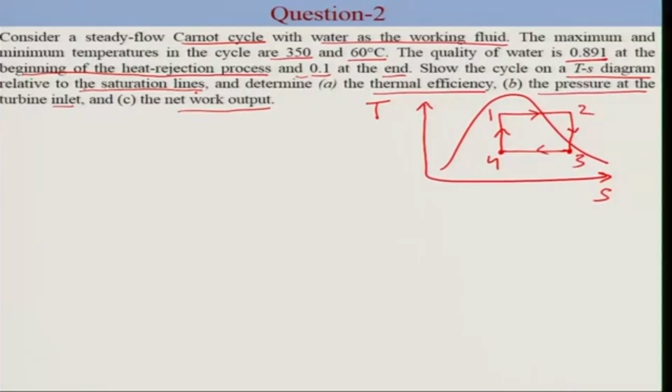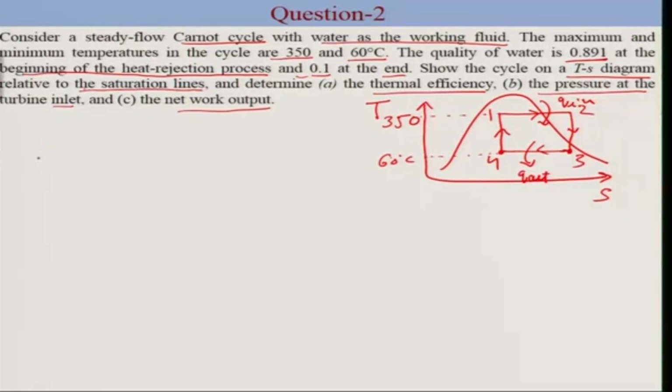Okay. It is also given that the minimum and maximum temperatures of the cycle are 350 and 60. So, the minimum temperature corresponds to this, which is 60 degree centigrade, and the maximum corresponds to this, which is 350, right. So, heat will be rejected here and heat is coming in here. Okay. Now, it is asked to calculate thermal efficiency.